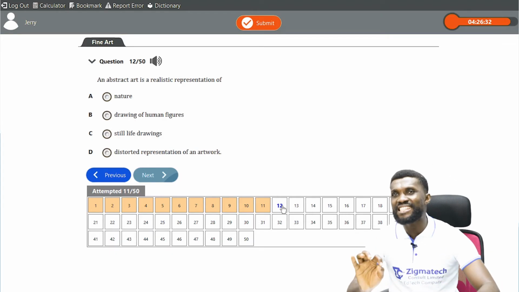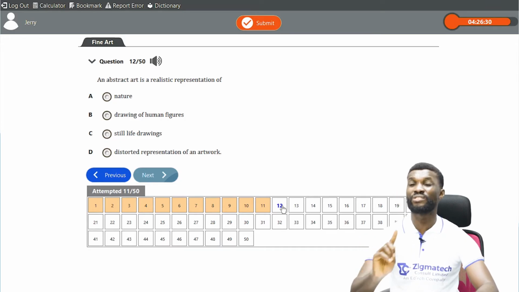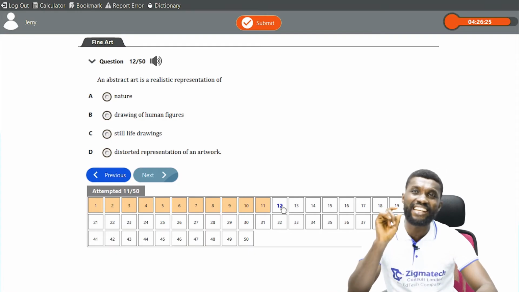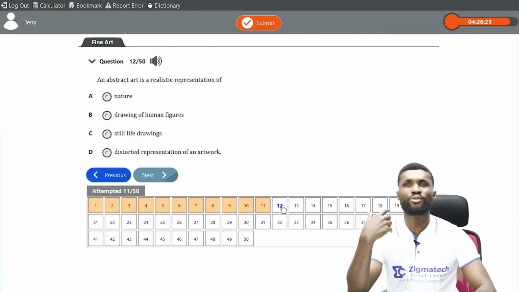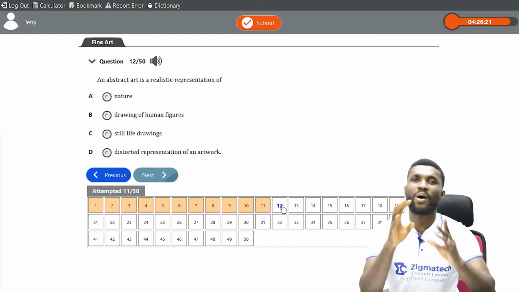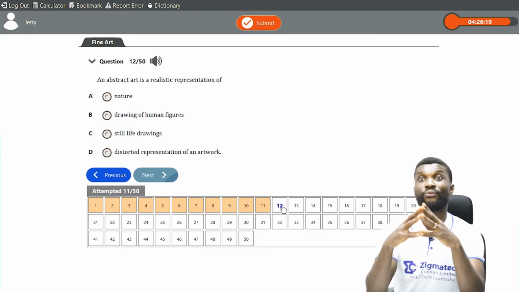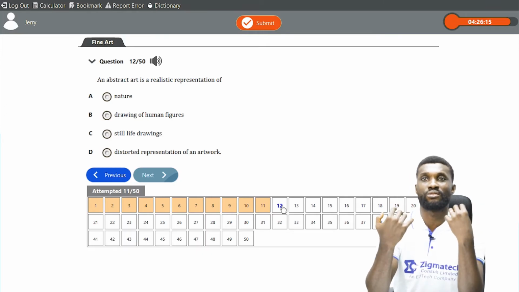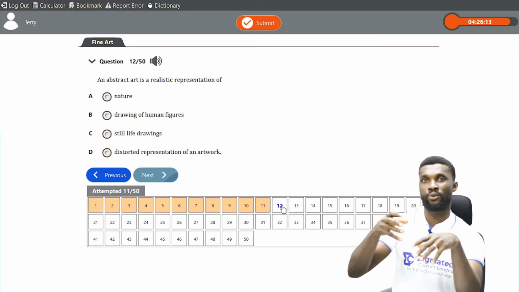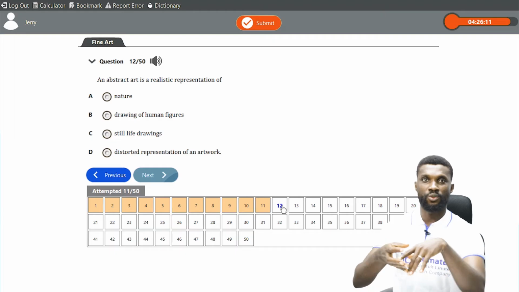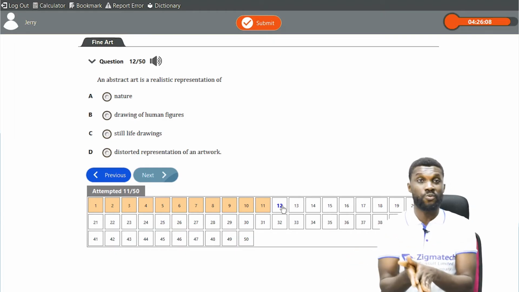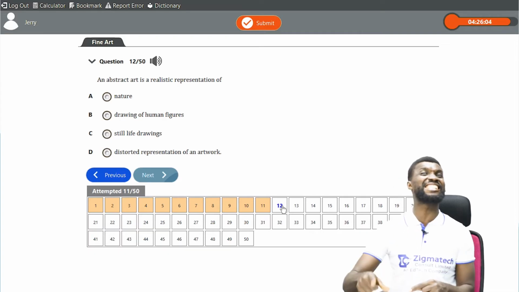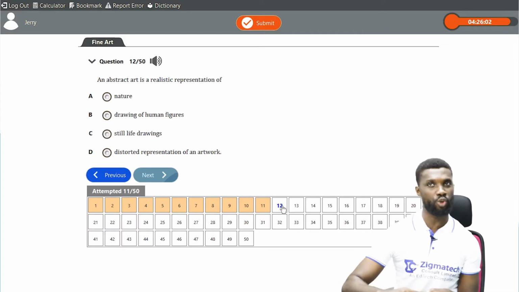An abstract art is a realistic representation of dash. Watch this. An abstract art is a realistic representation of dash. First, what's an abstract art? Now, abstract is simply the drawing of irregular objects. Things that are not normal, or the distortion of normalism. The distortion of normalism can actually be regarded as abstract.